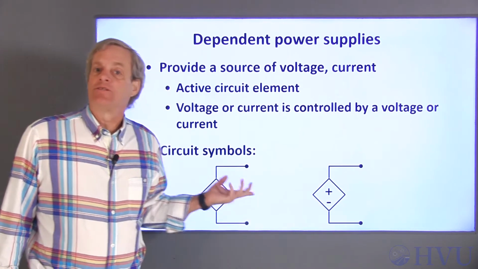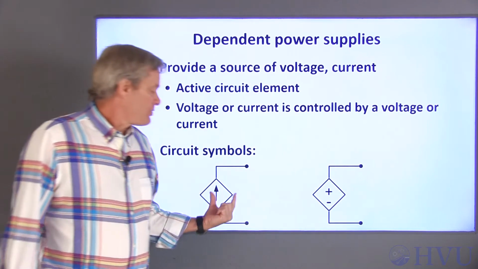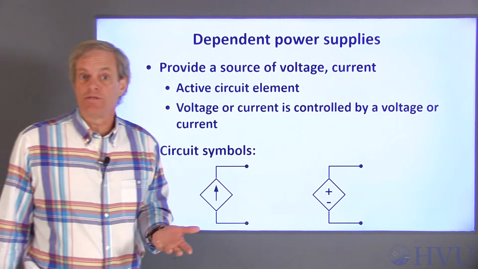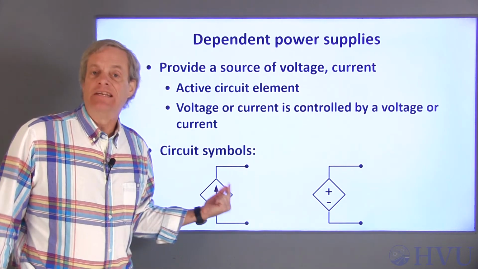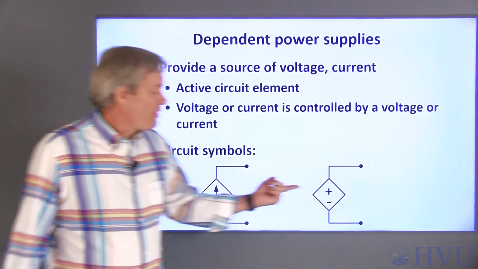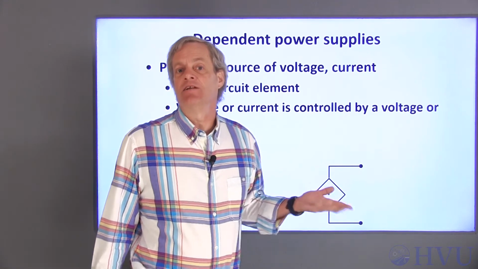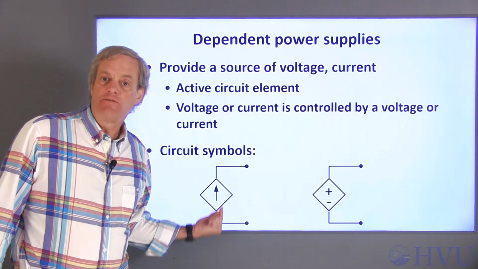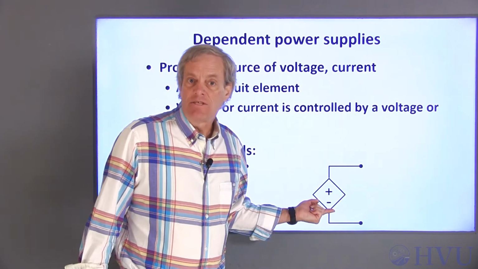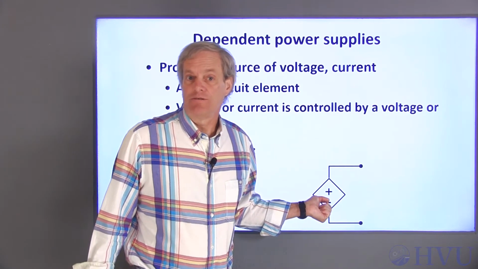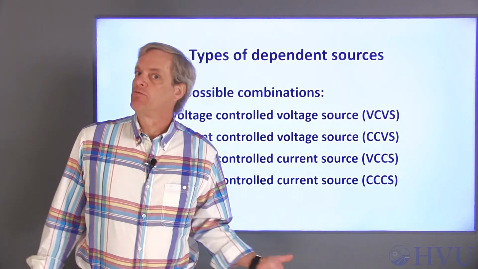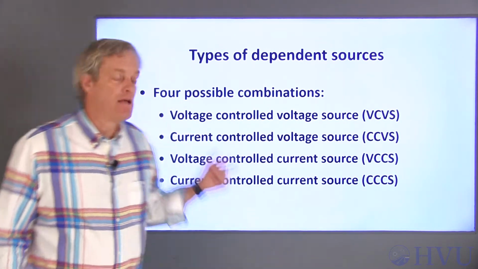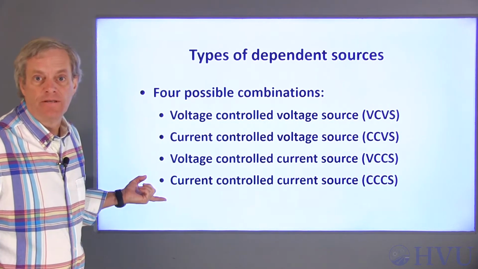Symbols representing dependent sources are shown here. The dependent source is indicated by this diamond-shaped symbol rather than the circle we used for independent sources. An arrow inside the diamond indicates a dependent current source, while the plus and minus signs indicate a dependent voltage source. As with independent sources, the arrow indicates positive current direction, and the positive and negative signs indicate the voltage polarity sign convention. Since the source can provide either a voltage or a current, and the source can be controlled by either a voltage or a current, there are four possible types of dependent sources.